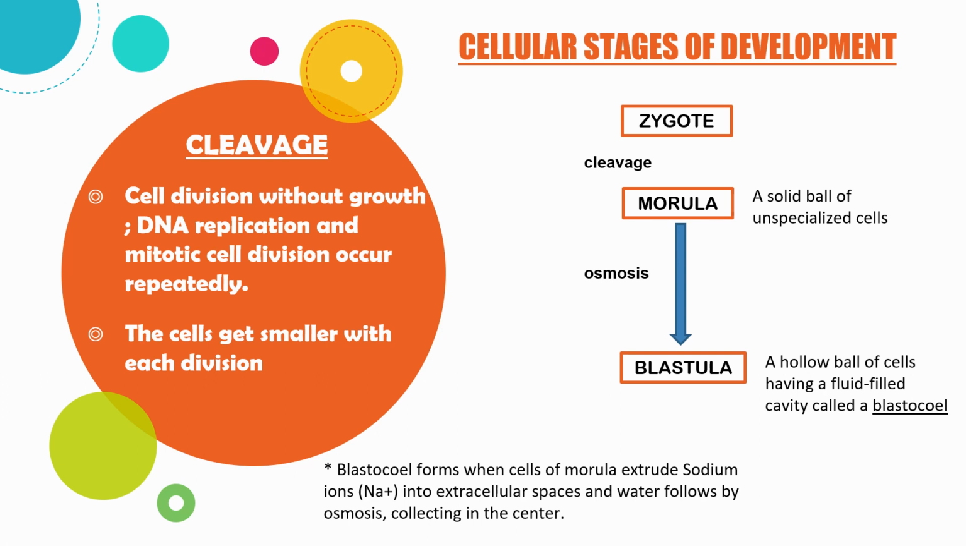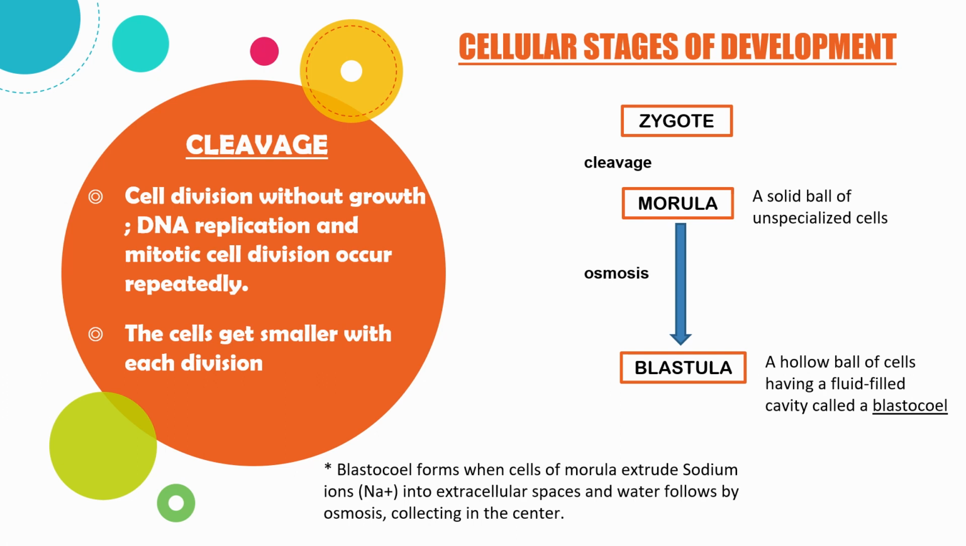Cleavage is cell division without growth, where DNA replication and mitotic cell division occur repeatedly. We can also describe cleavage as cell division without cytoplasmic addition and enlargement. So, as a result, the cells get smaller with each division. Basically, cleavage occurs during the first stage of animal development. Okay, let's start with the cellular stage.